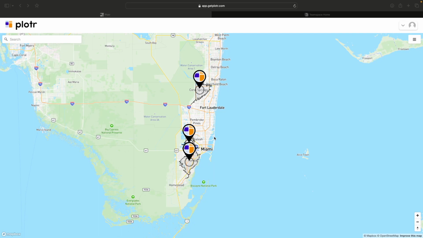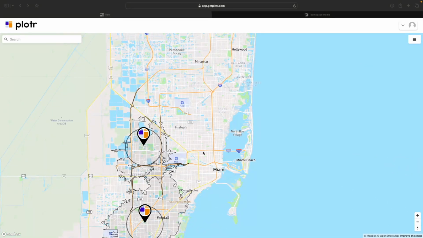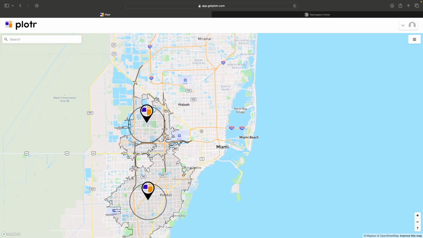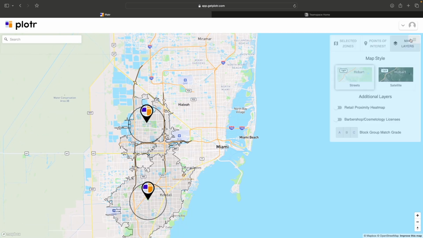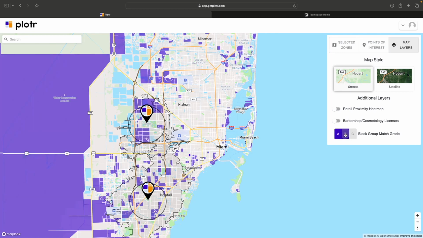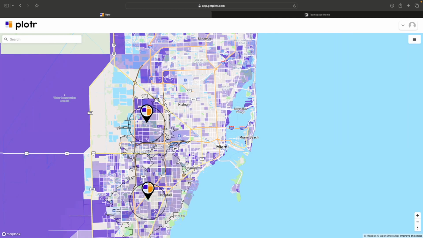Once Plotr is able to ingest that information and analyze it, that can actually be mapped across the new market. So if we look here in the Miami market, we can see that we actually have two existing locations. By turning on our census block group analysis, we're actually able to map where all of the existing customers or customers that look extremely similar to our existing customer base are across an entire city.